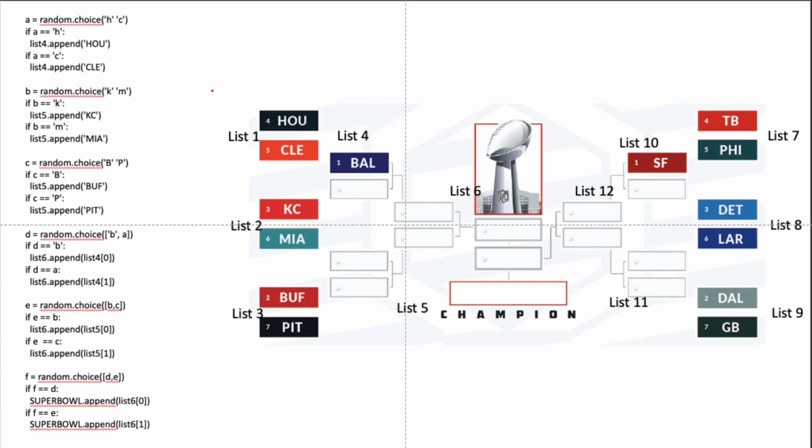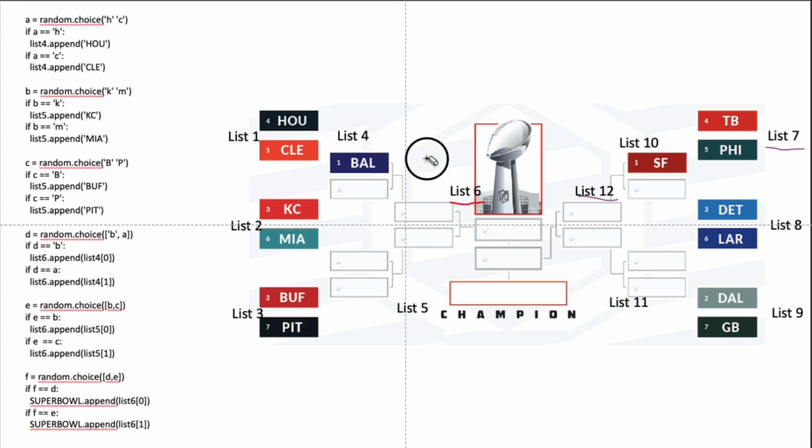This is the main part of our code. So one thing that you need to understand for this code to work is how the NFL actually gets the Super Bowl. So how do you get to the Super Bowl? There are two divisions, the AFC division and the NFC division. So list 1 to 6 is the AFC division, and list 7 to list 12 is the NFC division.